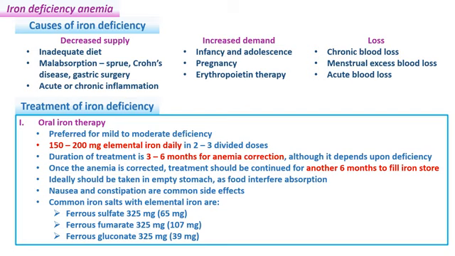Ideally it should be taken on an empty stomach as food interferes with absorption. Nausea and constipation are the common side effects. Common iron salts with corresponding elemental iron are ferrous sulfate 325 mg, elemental iron 65 mg; ferrous fumarate 325 mg, elemental iron 107 mg; ferrous gluconate 325 mg, corresponding elemental iron 39 mg.